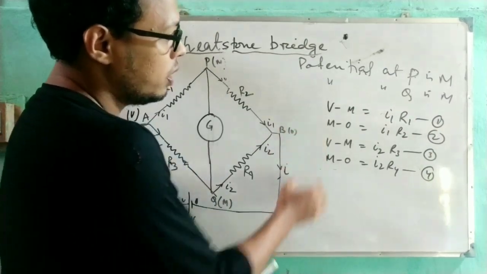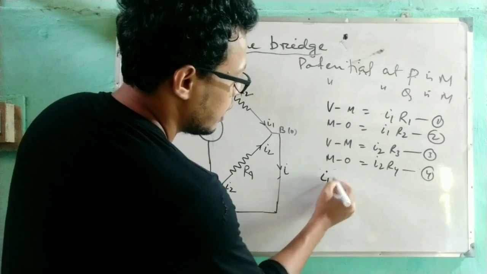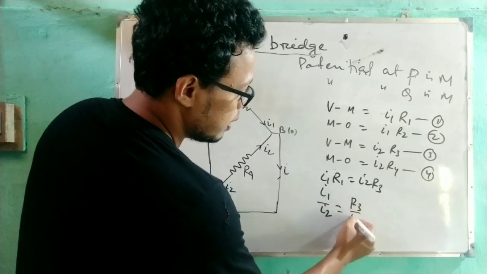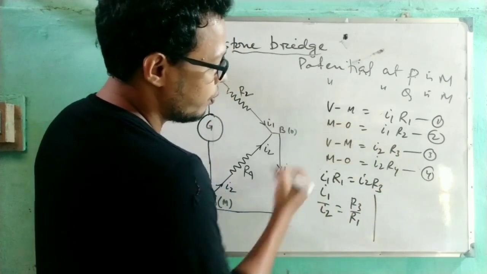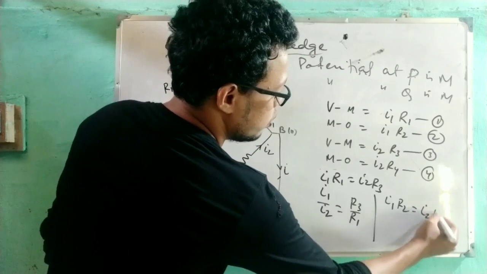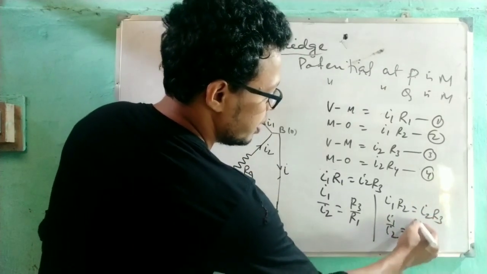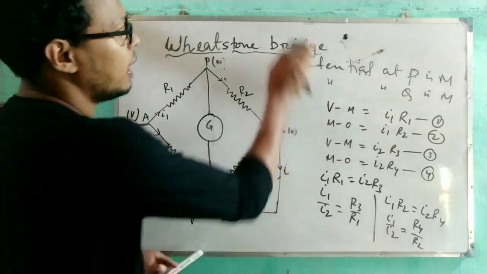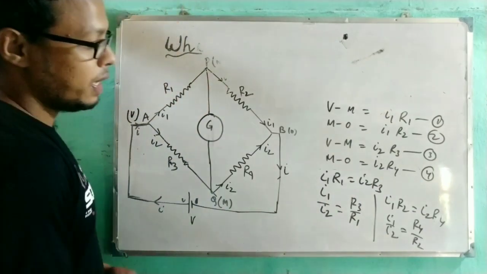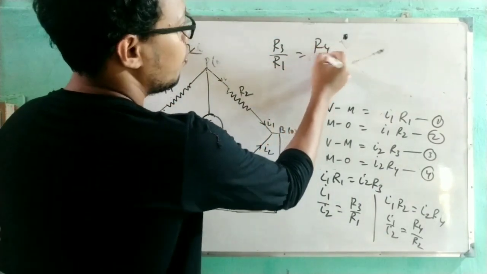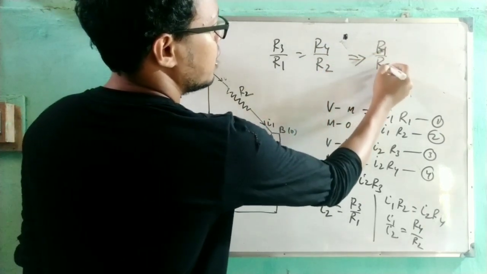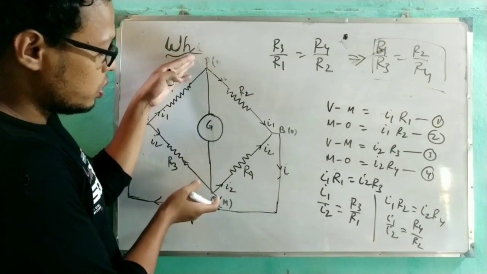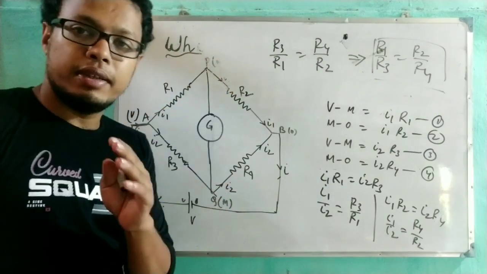So from 1 and 3, this is V minus M, this is also V minus M. So we can write I1 R1 equals I2 R3. So from here we can write I1 by I2 equals R3 by R1. In the second case, from 2 and 4, I1 R2 equals I2 R4, meaning I1 by I2 will be R4 by R2. Now these I1 by I2 values are the same. So R3 by R1 equals R4 by R2. From here we can write R1 by R3 equals R2 by R4. So under this condition, we can consider the potential difference across these two terminals is 0, or the potential of the two terminals is the same.